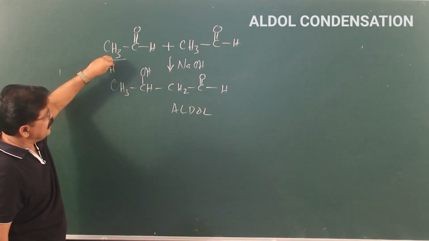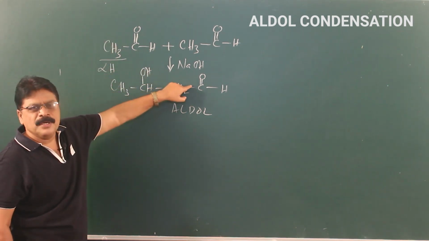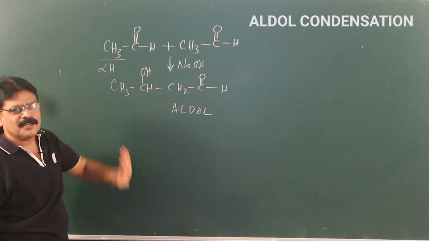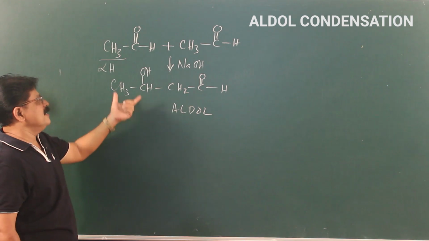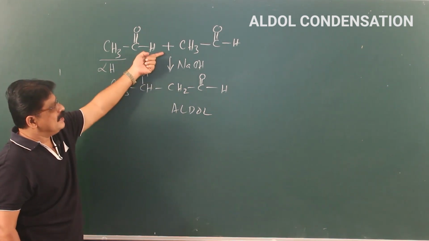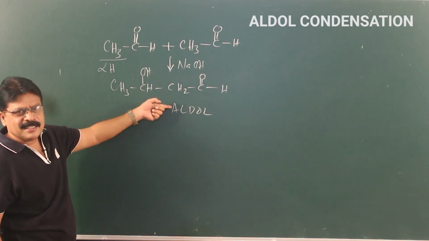So, any aldehyde or a ketone which has an alpha hydrogen can undergo a reaction in the presence of a base, and that reaction is referred to as the aldol condensation reaction. Why condensation? Both the molecules combine here to form this. Actually, there is a further step for this. This step is the aldol reaction.